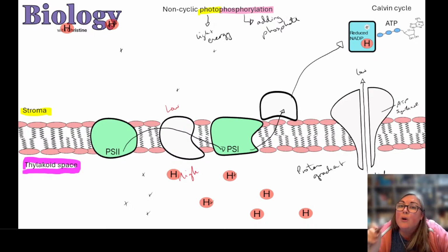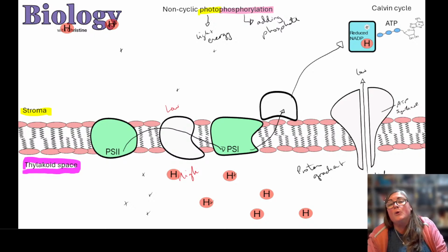Yes, if we are talking about respiration, then oxygen is the final electron acceptor. However, in this case, we're not talking about oxygen because we're not doing respiration. We're talking about the light dependent reaction. So in this case, for the light dependent reaction, the NADP is the last electron acceptor of this electron transport chain.